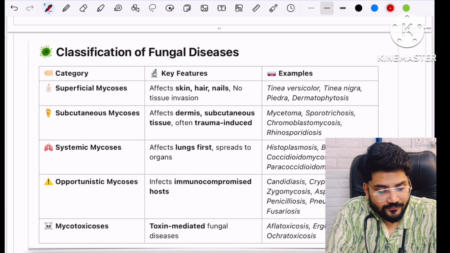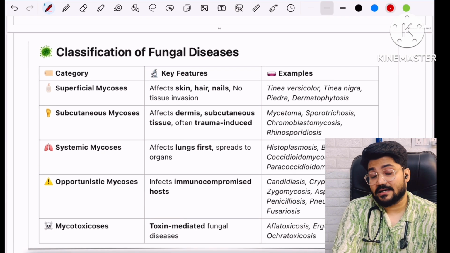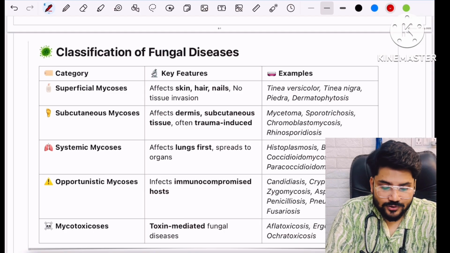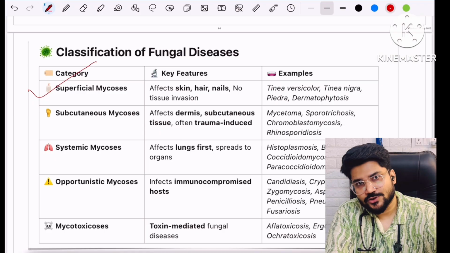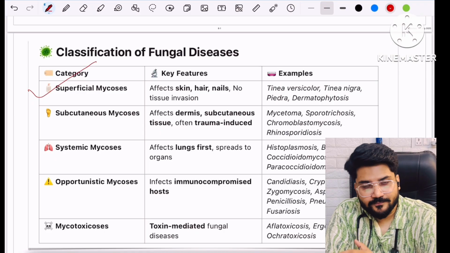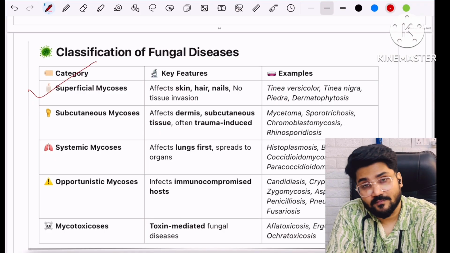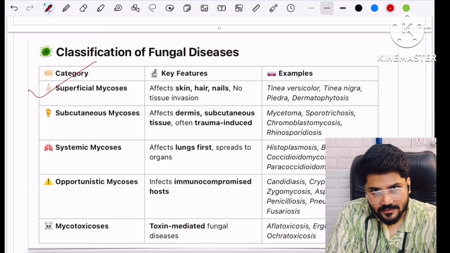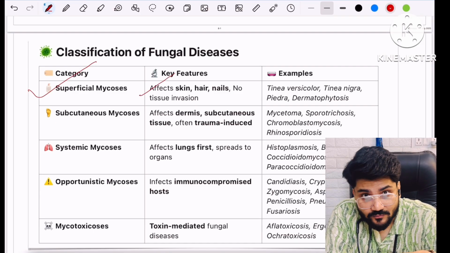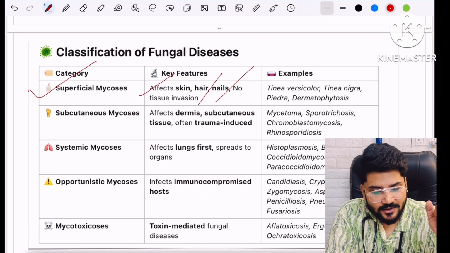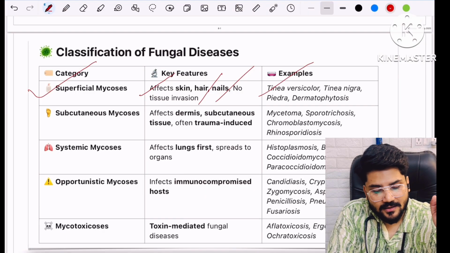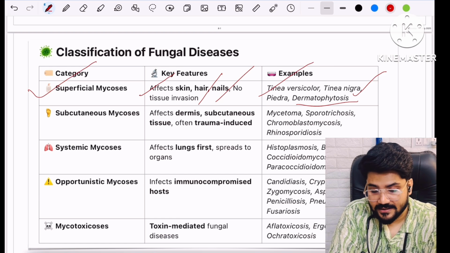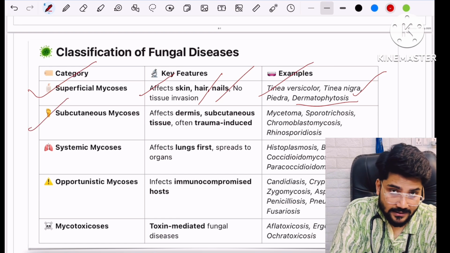So now this is the fungal classification according to diseases. What do you understand by fungus? There are certain classifications of fungus. First of all, there is superficial mycosis, meaning those fungi which are present on your skin and cause infection of your skin. They will affect your skin, hair, nails, and the important examples are tinea versicolor, tinea nigra, dermatophytes. All these are common examples.